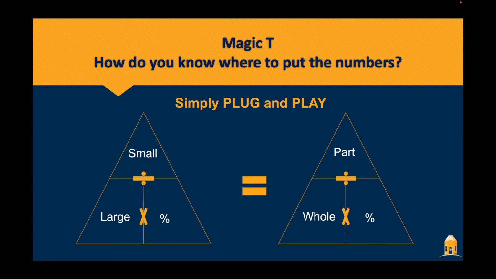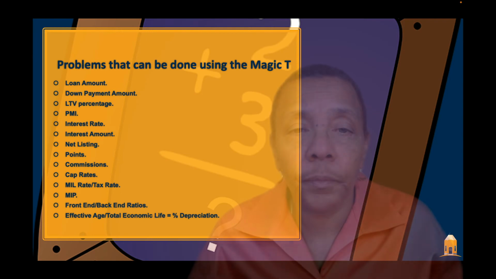Now, as I stated, every single time the T works this way, we're always going to put the percentage on the bottom right. We're always going to put the large number on the bottom left, and the small number is going to go on top. If you have two, you're figuring out that last one.